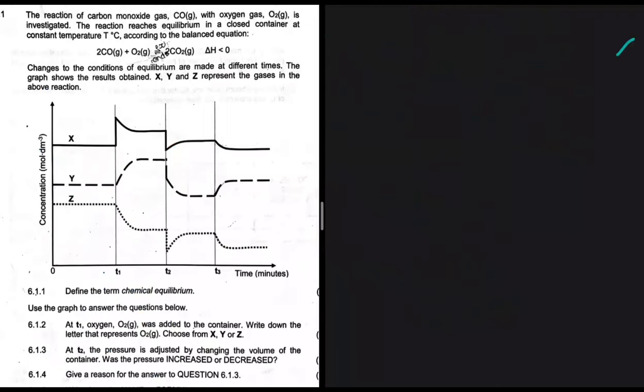Define the term chemical equilibrium. I'm actually not reading the question, but telling you to define the term chemical equilibrium. That is 6.1.1. Let's take a look at 6.1.2. At T1, oxygen, O2, was added to the container. Write down the letter that represents O2. Choose from X, Y, or Z.